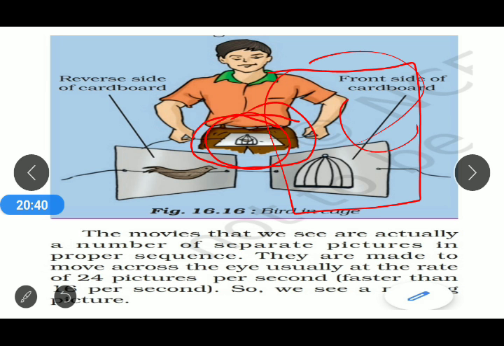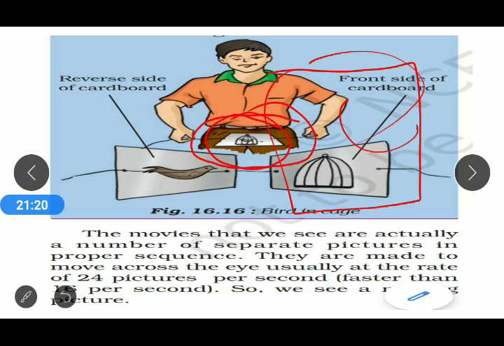And as soon as we rotate it very fast, what do we observe? In a still picture, we know that on the front side there is a cage and on the reverse side there is a bird. But as soon as we twist it very fast, our eyes see the bird in the cage, though actually the bird is not in the cage, it is just behind the cardboard. But as we move the cardboard very fast, it appears that the bird is inside the cage.